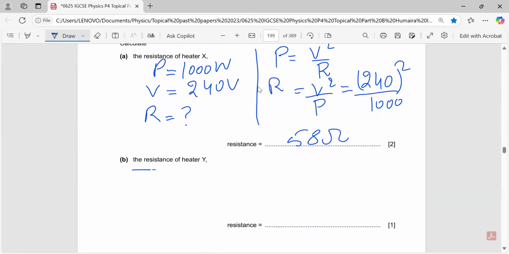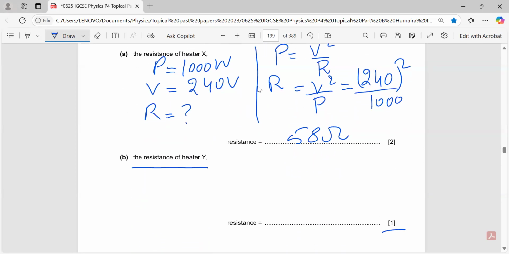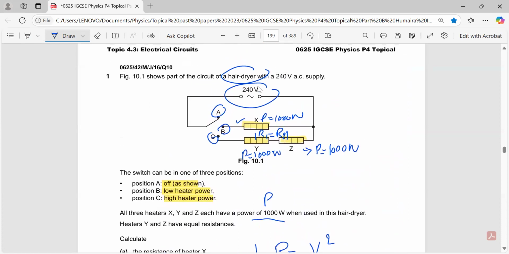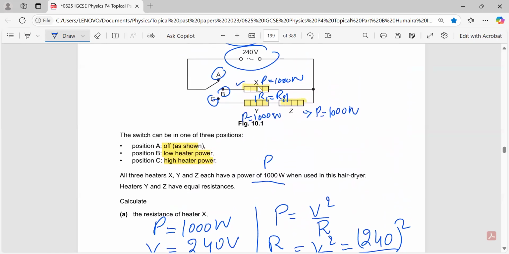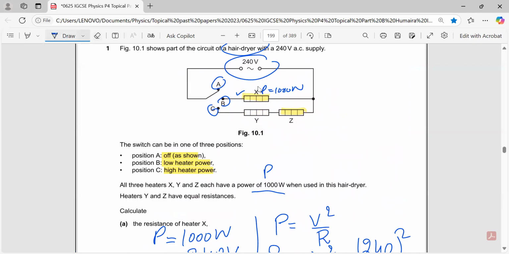The next part is the resistance of heater Y. This question is of 1 mark. Did you notice that heaters Y and Z are in series with each other? To calculate the resistance of Y, we need the voltage across Y, and this is very important. As you know, the supply is 240 volts and these two are in series with each other.